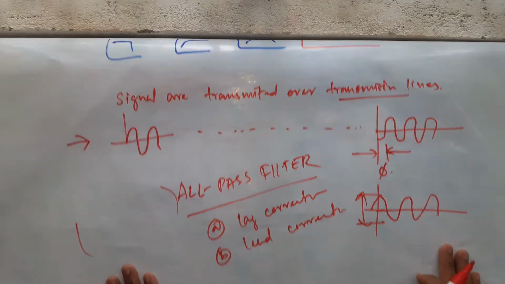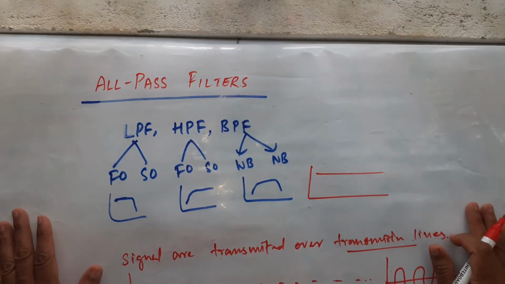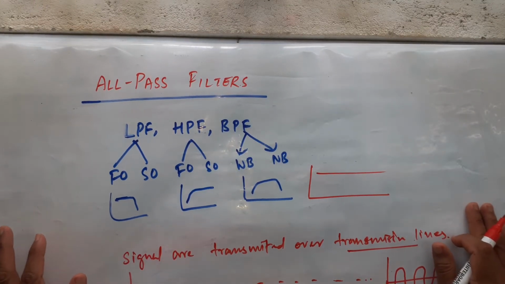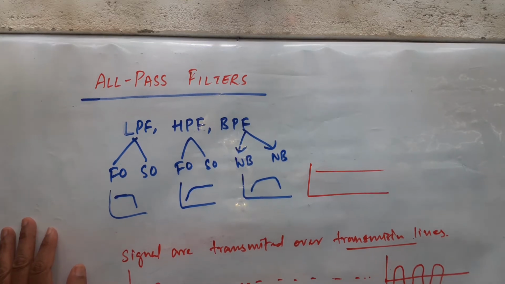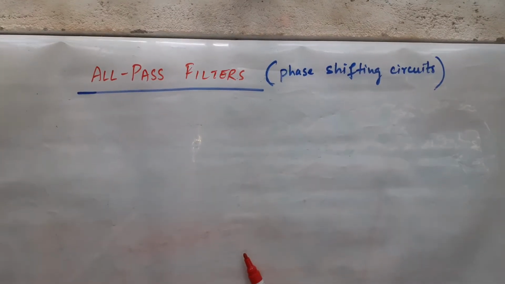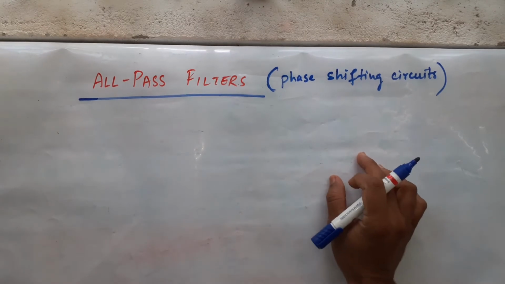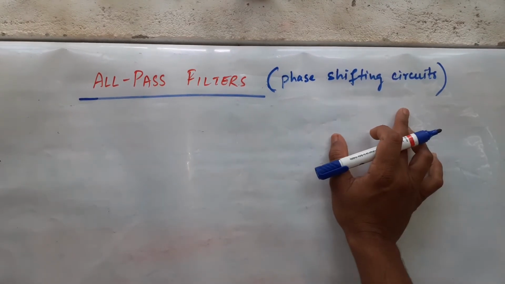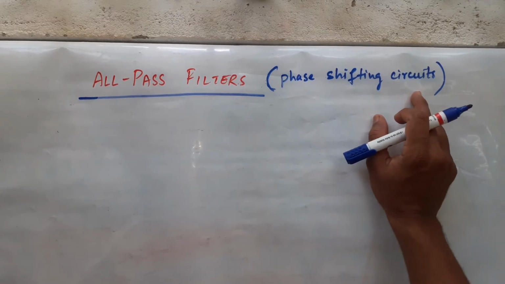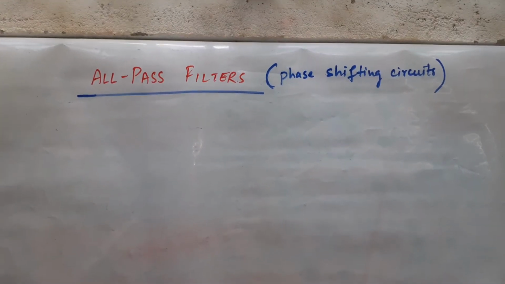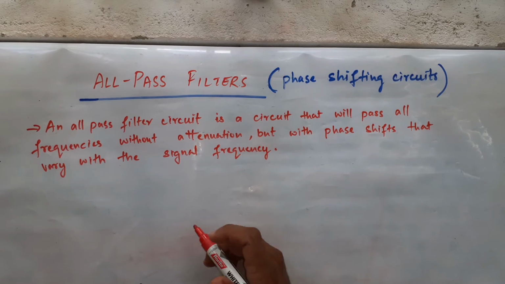Okay. So let us see the circuit diagram for this. Yes, all pass filters are also called phase shifting circuits or phase correcting circuits. Yes, I have written a definition here.